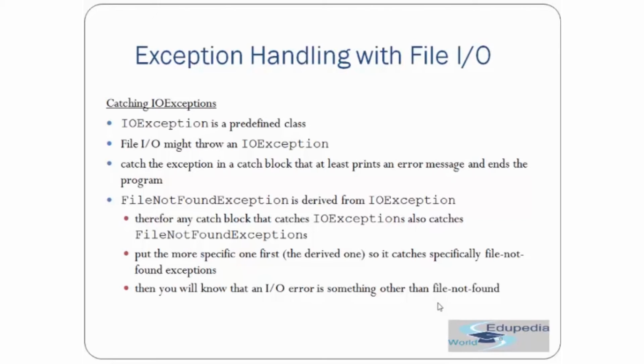That is, if you want to explicitly catch FileNotFoundException, then you have to put FileNotFoundException before IOException. Then you will know that an IO error is something that is not file not found. Fine. So this is how you should catch an exception.